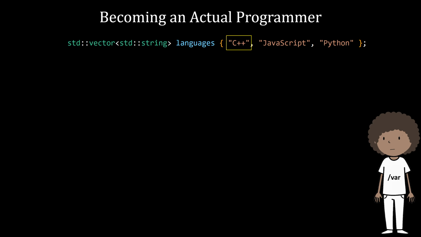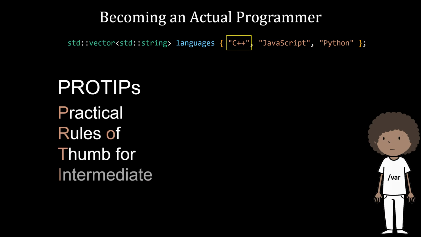Along the way, we'll build up a set of mini patterns that I call pro tips, which are principles or rules of thumb that can be used in solving a wide variety of problems in any programming language.